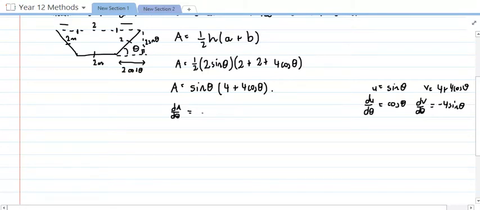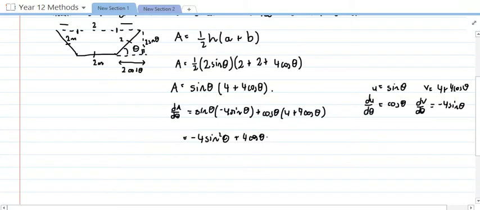So u dv d theta, which is sine theta multiplied by negative 4 sine theta, plus v du d theta. I'm going to write it in the opposite order: cos theta multiplied by 4 plus 4 cos theta. And expanding that out, making it look a little bit nicer, gives us negative 4 sine squared theta plus 4 cos theta, and then plus 4 cos squared theta.